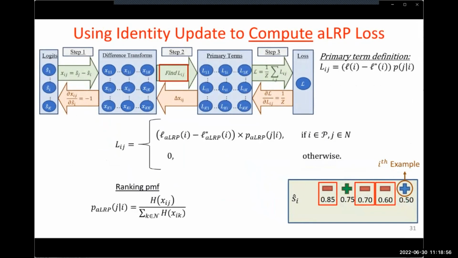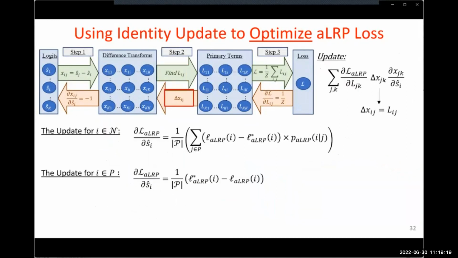To compute average LRP loss, following identity update, the primary terms need to be obtained using the same probability mass function from average precision loss. The resulting expression is the same, except the current and target average LRP errors replace those of average precision loss. Finally, simplifying the expression yields the updates for positives and negatives.